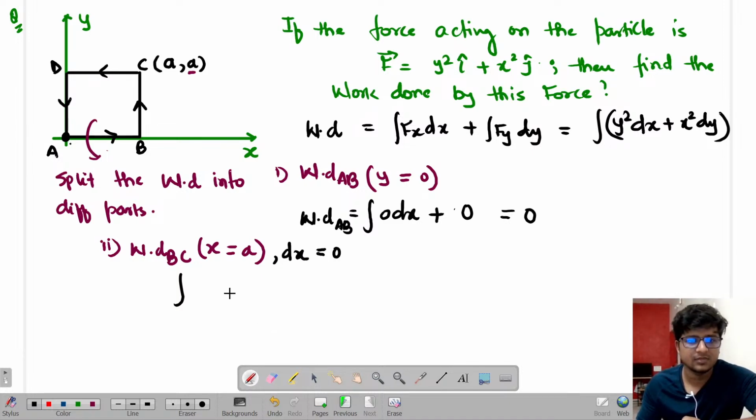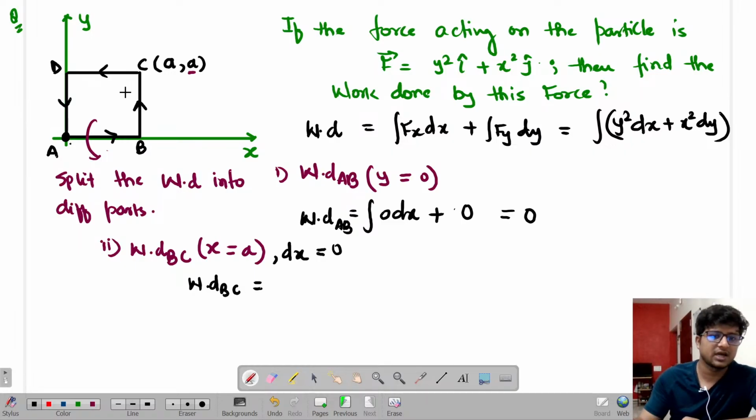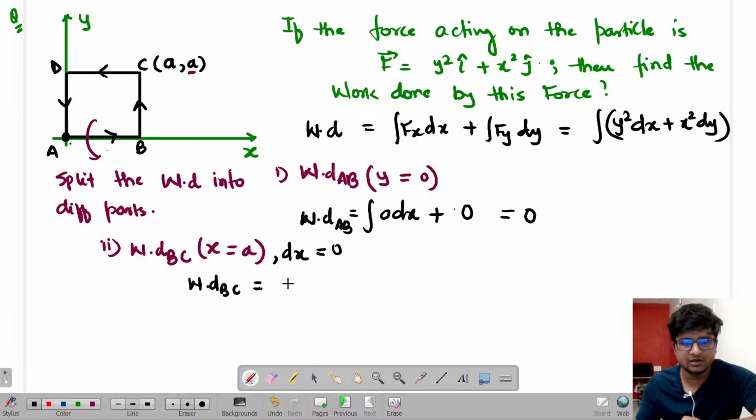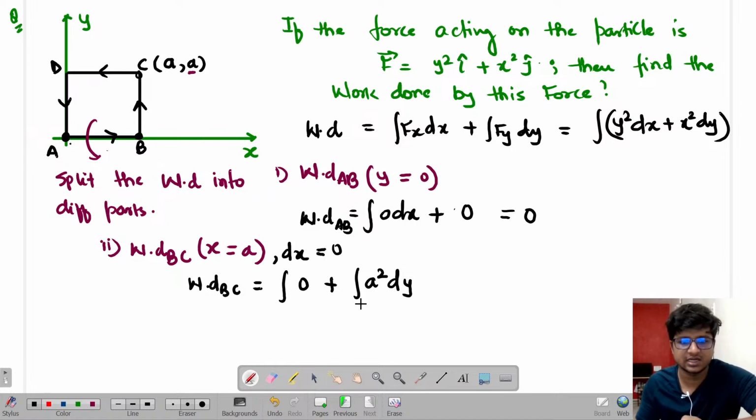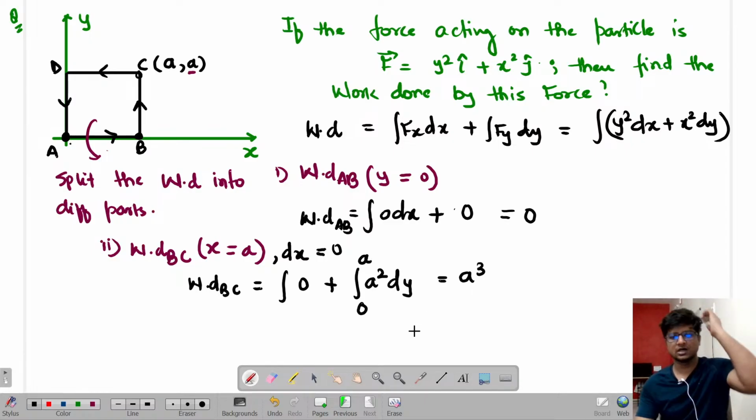0. Therefore, as dx is 0, if I write the work done equation along BC, it's present at a particular coordinate of x. So the first term is going to be 0, plus the second term: the x value is how much? a square, and then dy. So dy varies from where to where? It starts from this point and goes to here, so it goes from 0 to a once again. So therefore the answer is what? a cube. Are you able to get me or not?